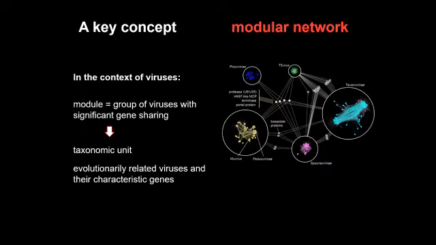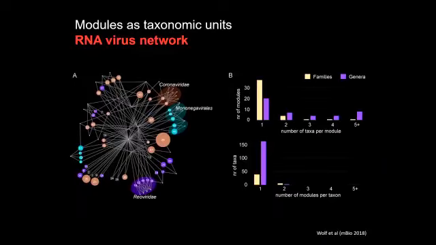So, a module is a group of viruses with significant overlap in their gene content. It can be understood as a taxonomic unit, and it can have to do with the shared evolutionary history of those viruses. Here I'm showing you the example of the RNA virus network.